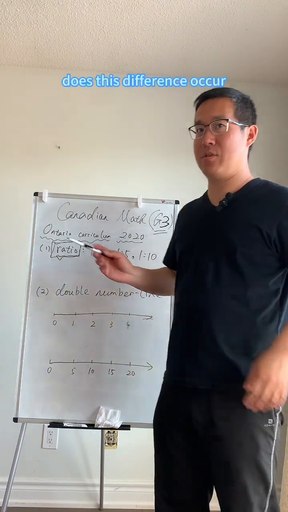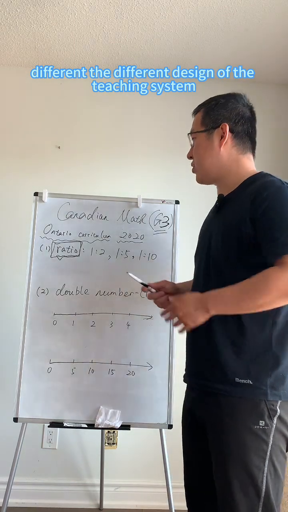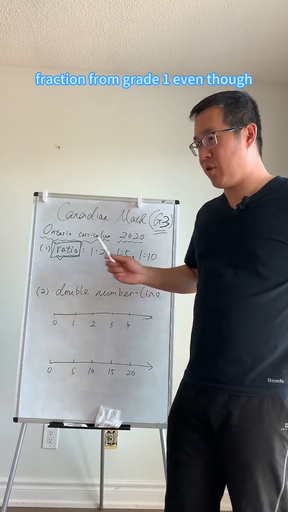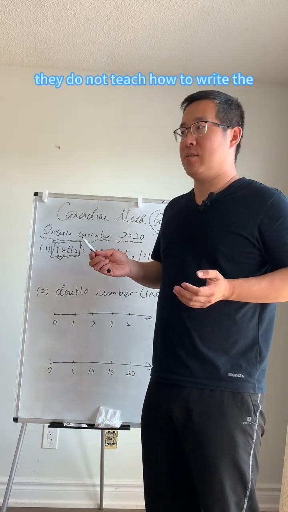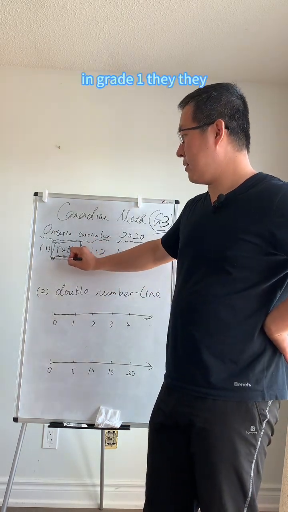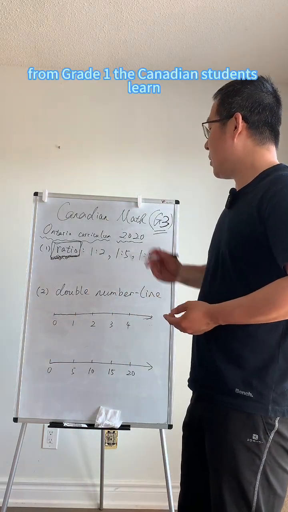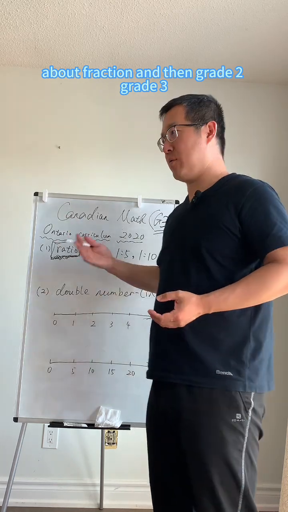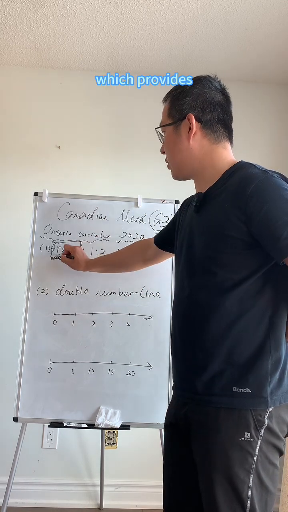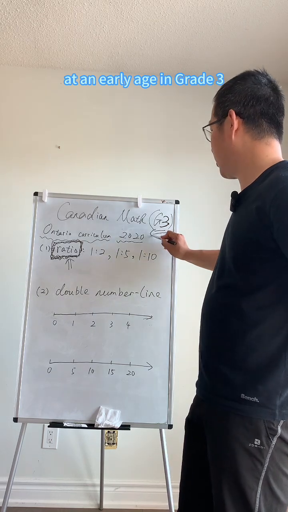So why does this difference occur? It all goes back to the different design of the teaching system. In Canadian math, we have discussed in the previous videos that they teach fraction from grade 1, even though they do not teach how to write the fraction in standardized form, but in grade 1 they begin to teach some intuition about the fraction, like half and fourth. From grade 1 the Canadian students learn about fraction, and then grade 2, grade 3, each grade goes even further. That's called spiral learning, which provides the condition that Canadian students can understand ratio at an early age in grade 3.